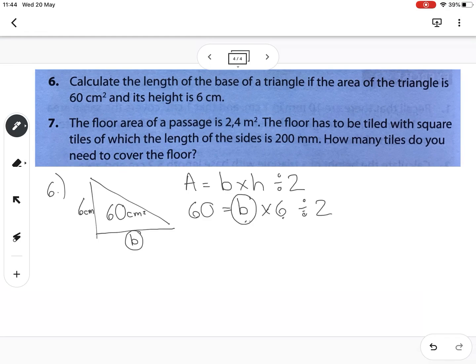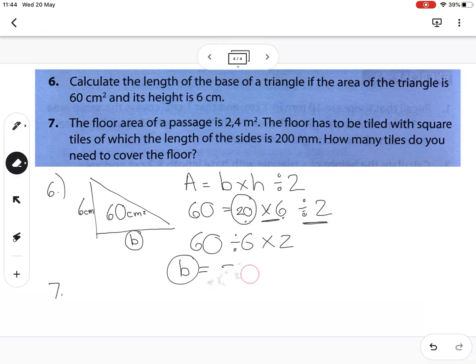If you want to really have a process here, you can say, I'm going to use 60. I'm going to divide it by 6 because I'm going to do the opposite of that, and then I'm going to times by 2. You don't have to write this step down, but that'll then bring you to your base being 20. Let's test that. If I have 20 here, 20 times 6 will be 120, and 120 divided by 2 is 60. Perfect. That works.